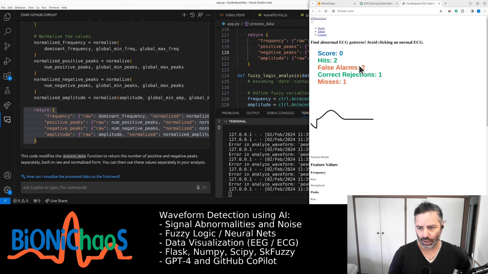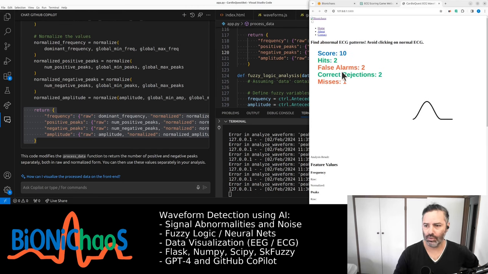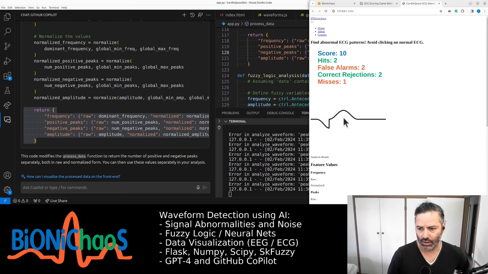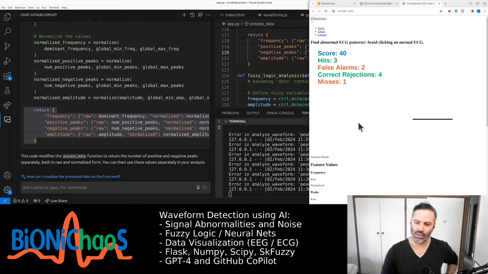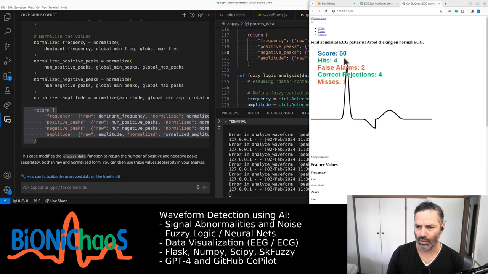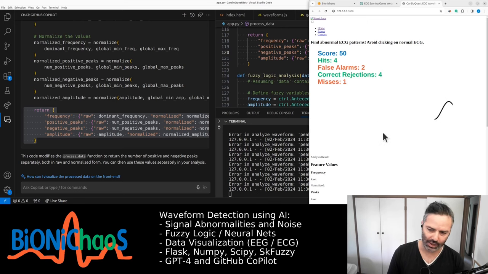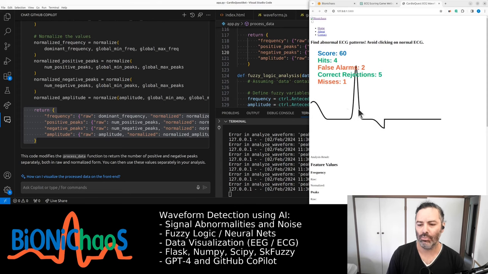This is normal, I click on it, so I get a false alarm. Then correct rejection, yeah, this one I do not click on, get a correct rejection. Another normal, another correct rejection. This is abnormal, it's missing one of the peaks, and so on and so forth. Abnormal as well, and once you get to 50 points, it starts going faster, which, by the way, the bot should absolutely not care about.